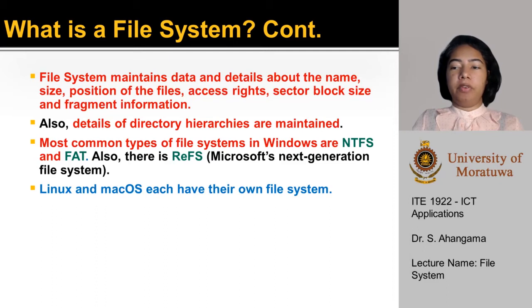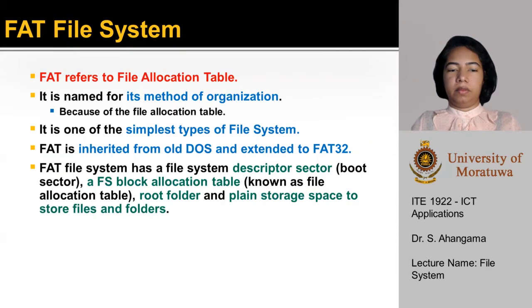Most common type of file systems in Windows are NTFS and FAT. Other than that, there is ReFS, which is Microsoft's next generation file system. Linux and Mac OS each have their file system. FAT is an abbreviation for the file allocation table. It is named after its organizational method, which is the file allocation table.